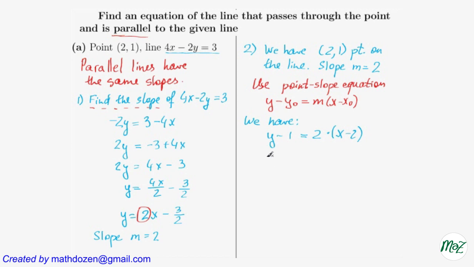That's already a good enough answer. But if we'd like to see it in the slope-intercept form, then we can solve it for y. I'll distribute 2, that's 2x minus 4, and then we'll add 1 to both sides, that's 2x minus 3. So either the very first equation or that very last equation, both are equivalent, and both of them give the equation of the line that passes through (2, 1) and is parallel to that given line.